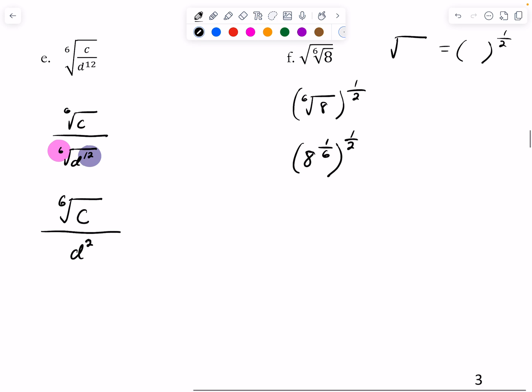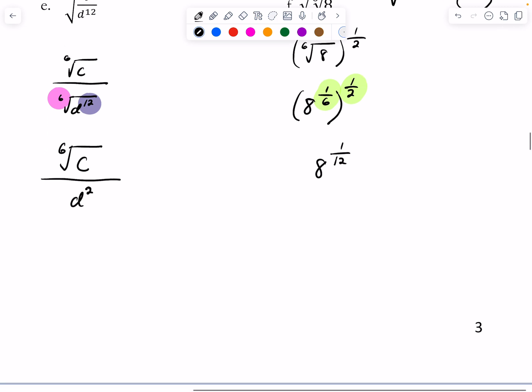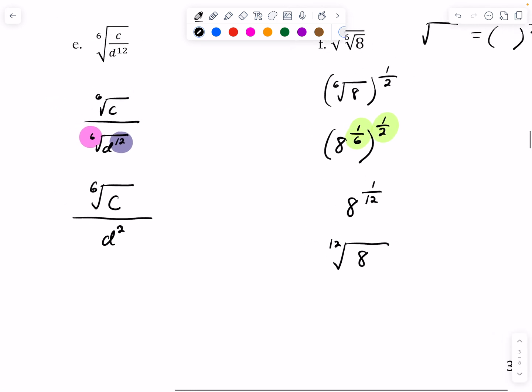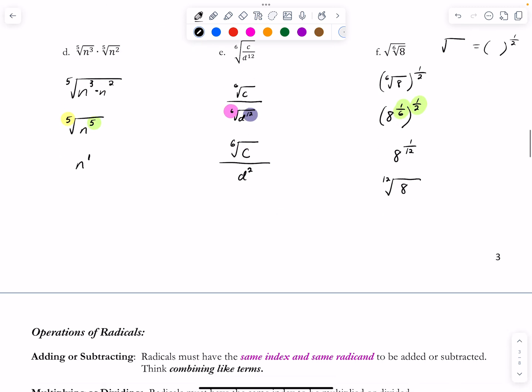And we learned in the last lesson that if you have a power raised to another power, you can multiply. That gives me 8 to the 1/12 power. That is simplified. If you wanted to write a radical, you could write that 8 with an index of 12. Those are the same thing. Okay, so that's it for that page. Let's keep going with some more.